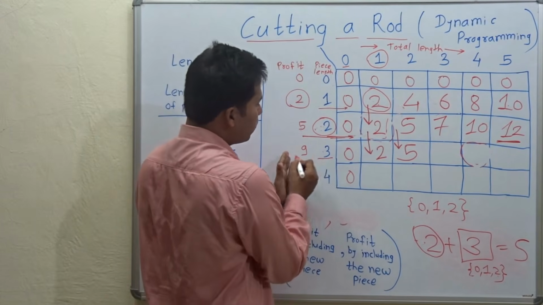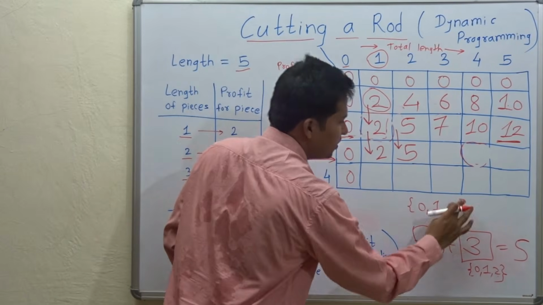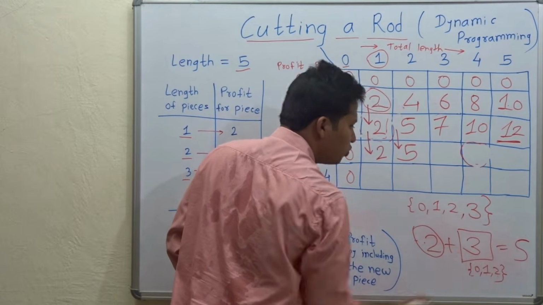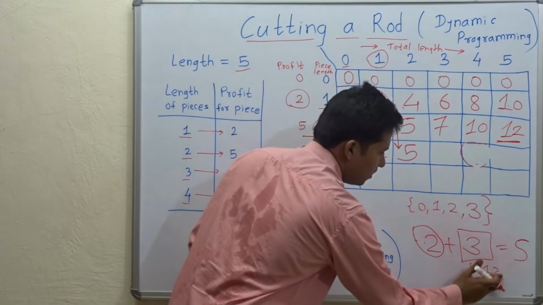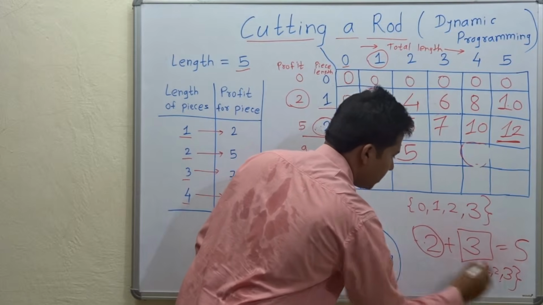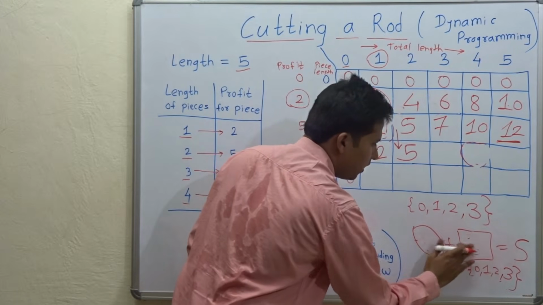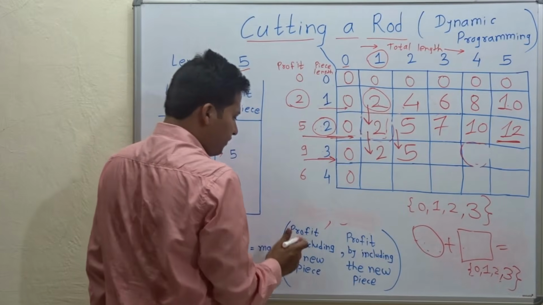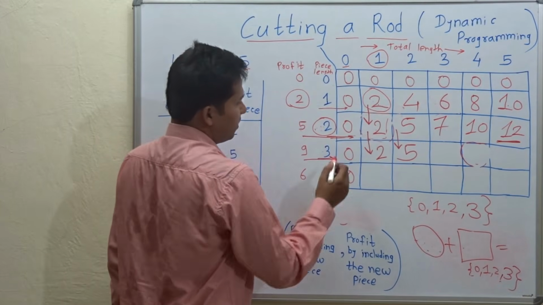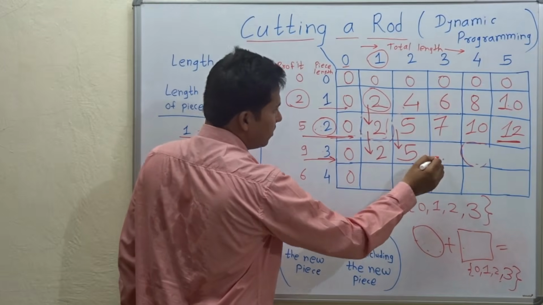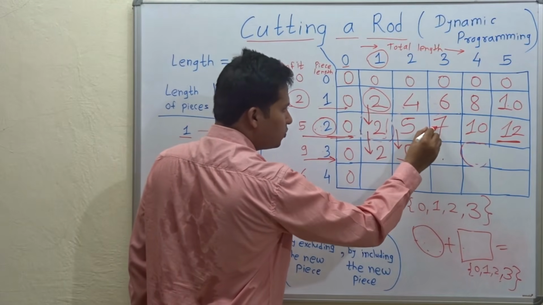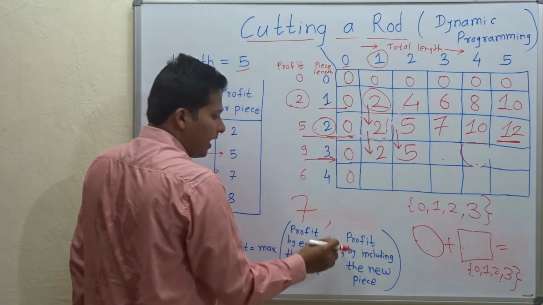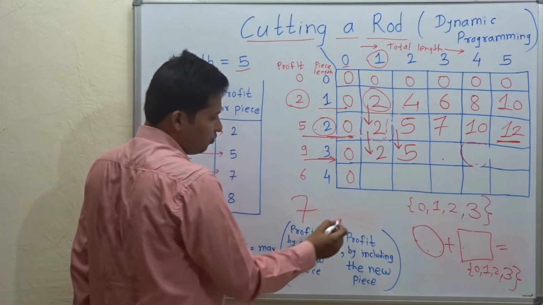Now see, we have come to the next row. So in our set, the allowed lengths are 0, 1, 2, 3. I will update the sets. Now the values. So profit by excluding the new piece. Now for this cell, if you exclude the new piece, then the above cell value will come here, that is 7. And profit by including the new piece.